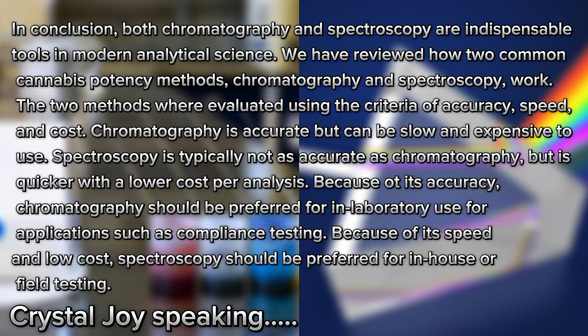In conclusion, both chromatography and spectroscopy are indispensable tools in modern analytical science. We have reviewed how two common cannabis potency methods, chromatography and spectroscopy, work. The two methods were evaluated using the criteria of accuracy, speed, and cost. Chromatography is accurate but can be slow and expensive to use. Spectroscopy is typically not as accurate as chromatography but is quicker with a lower cost per analysis.